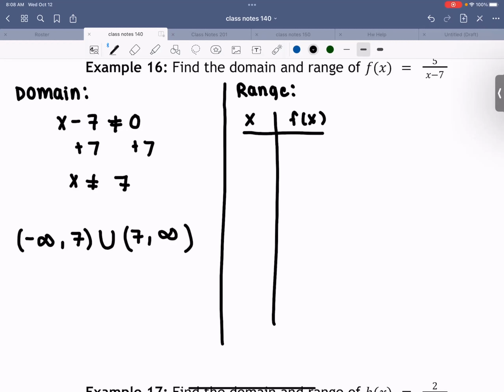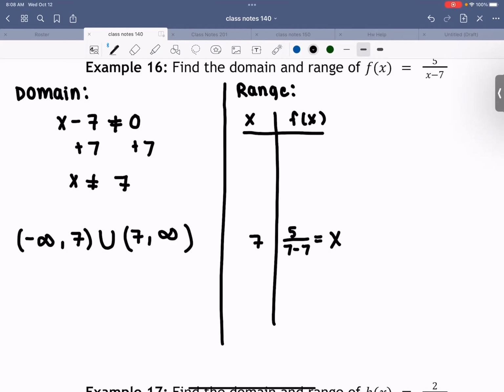Now I can choose any point that I want here. I think I'm going to start with what the domain says and work my way outwards. The way I'm going to do that is I'm going to put 7 in the middle here. Okay. And I'm going to try to plug it in, even though I know it's not going to work. So I know that f of 7 is 5 over 7 minus 7.